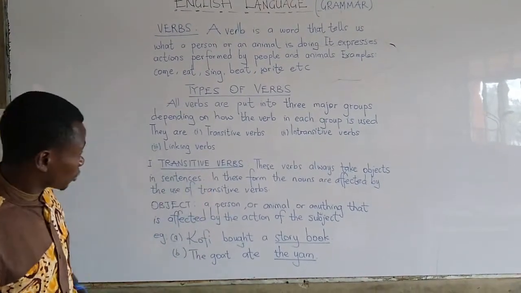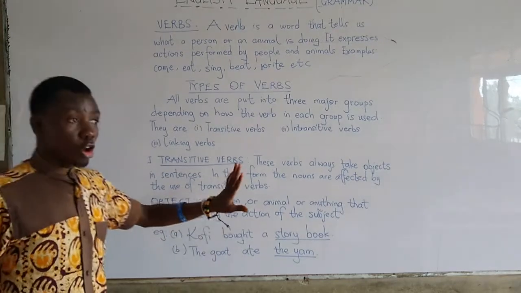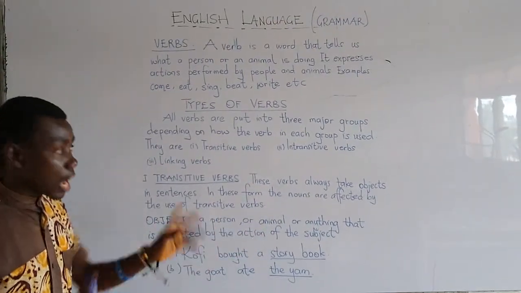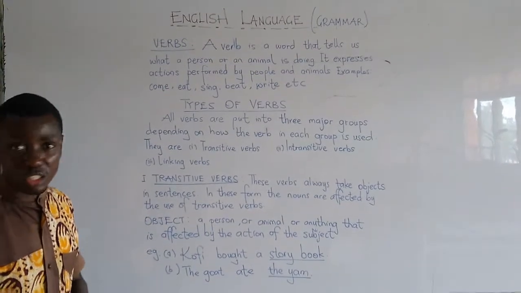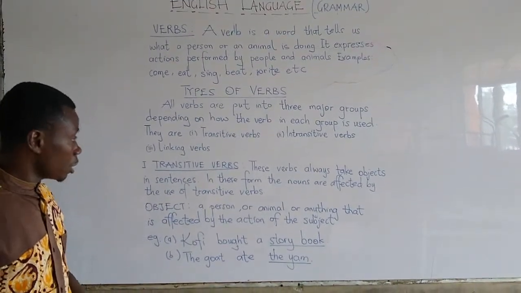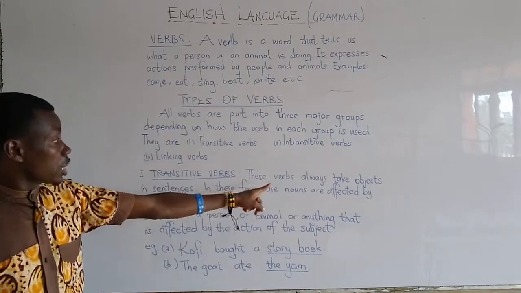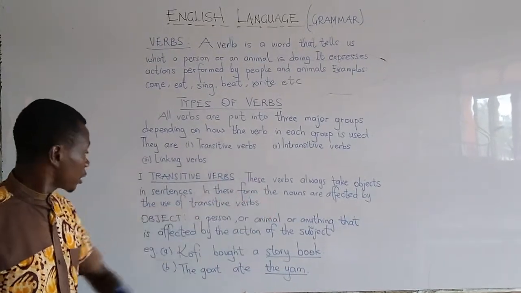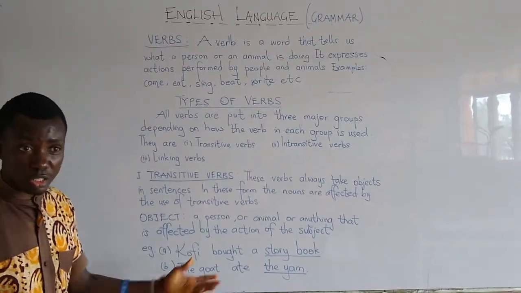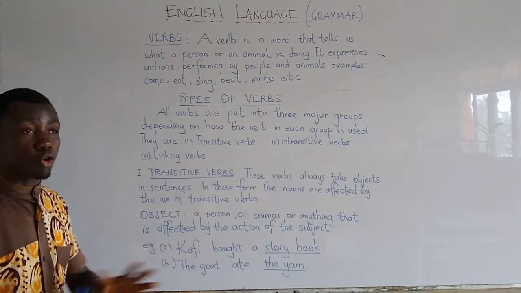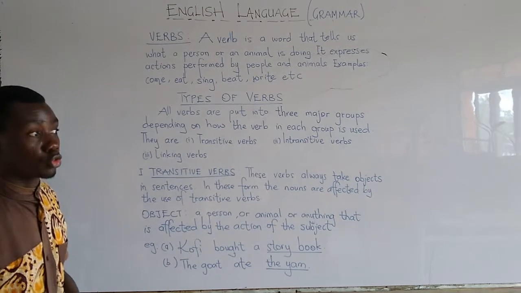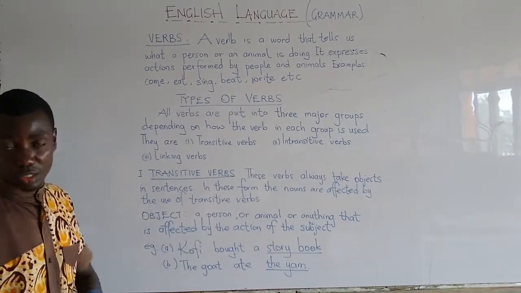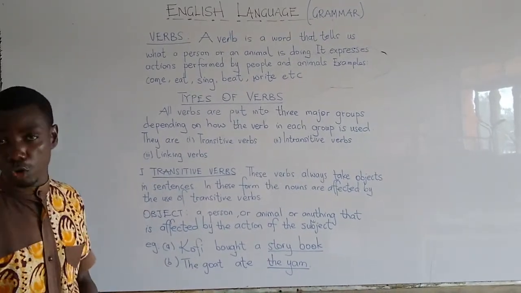In the sentence, the noun or nouns in the sentence are always affected by the verbs. That is the transitive verb. Now, we say the transitive verb always takes the object in the sentence. What is an object? A complete sentence should have the subject and the predicate. So the predicate, that is the other part of the sentence, carries the object.